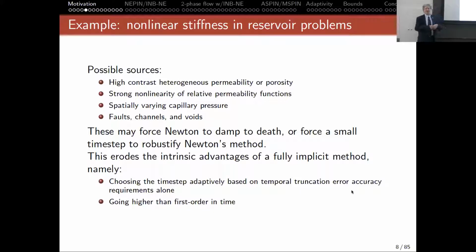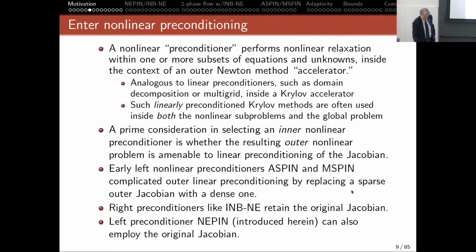And this erodes why we want to go fully implicit in the first place, which is to advance on truncation error in time alone, and even to go higher order in time. So enter nonlinear preconditioning. It's going to perform nonlinear relaxation within one or more subsets of the original equations and unknowns. And it's going to be accelerated by a global Newton method.